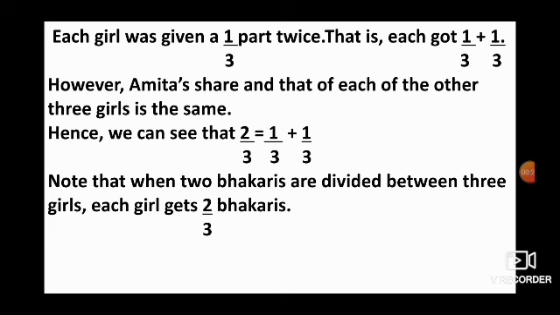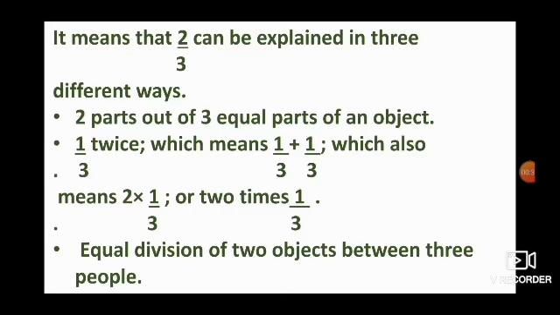Note that when 2 bhakris are divided between 3 girls, each girl gets 2 upon 3 of a bhakri. It means that 2 upon 3 can be explained in different ways. That is, 2 parts out of 3 equal parts of an object. In this way also we can read. Then 1 upon 3 twice, which means 1 upon 3 plus 1 upon 3, which also means 2 multiplied by 1 upon 3, or 2 times 1 upon 3. Equal division of 2 objects between 3 people. Have you all understood? In this manner we can read it.